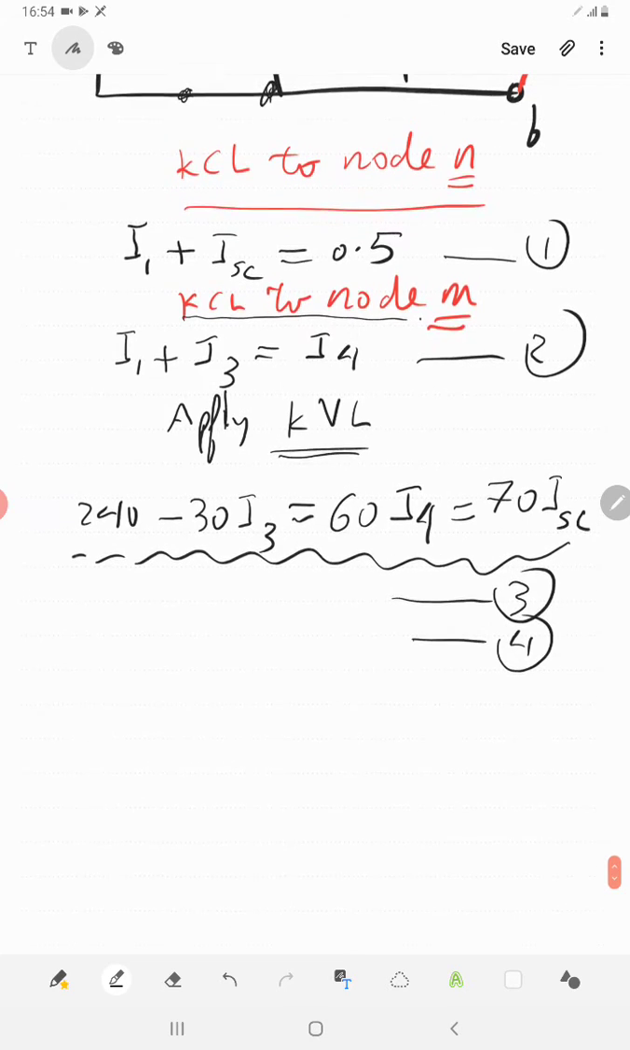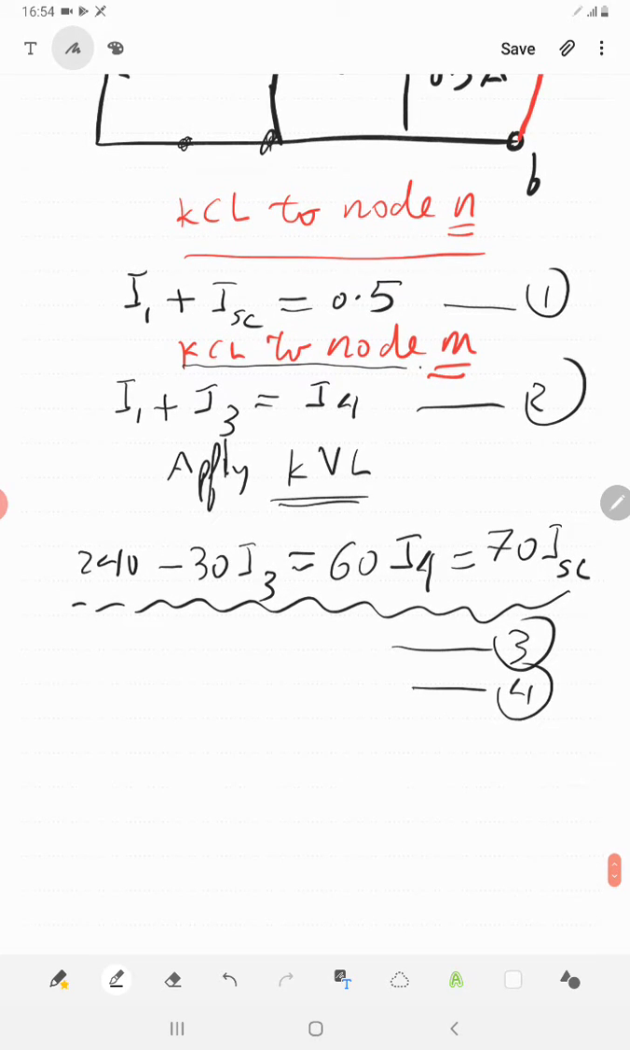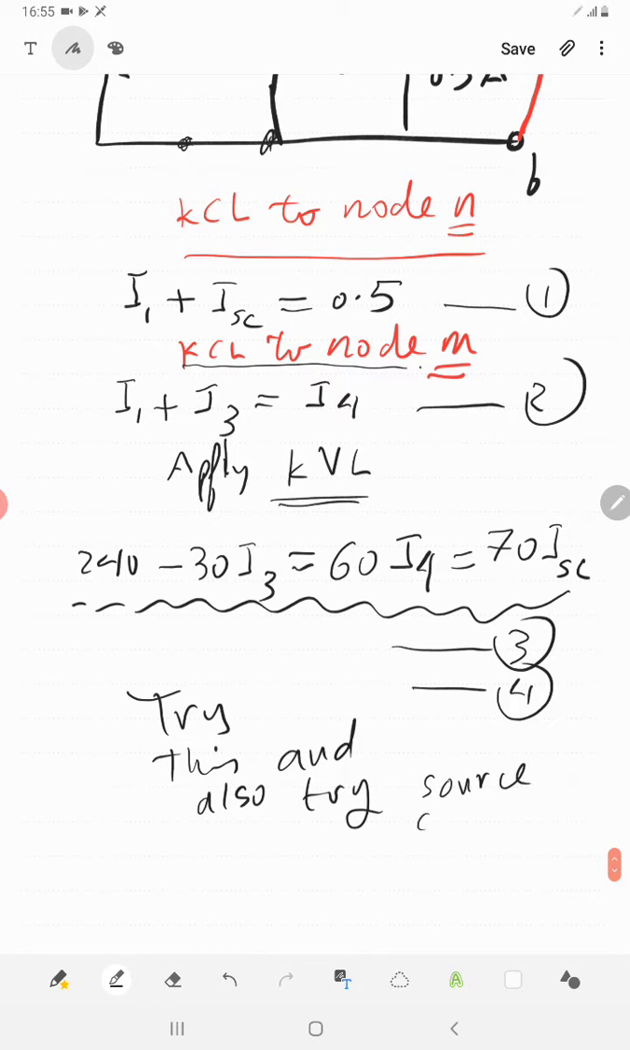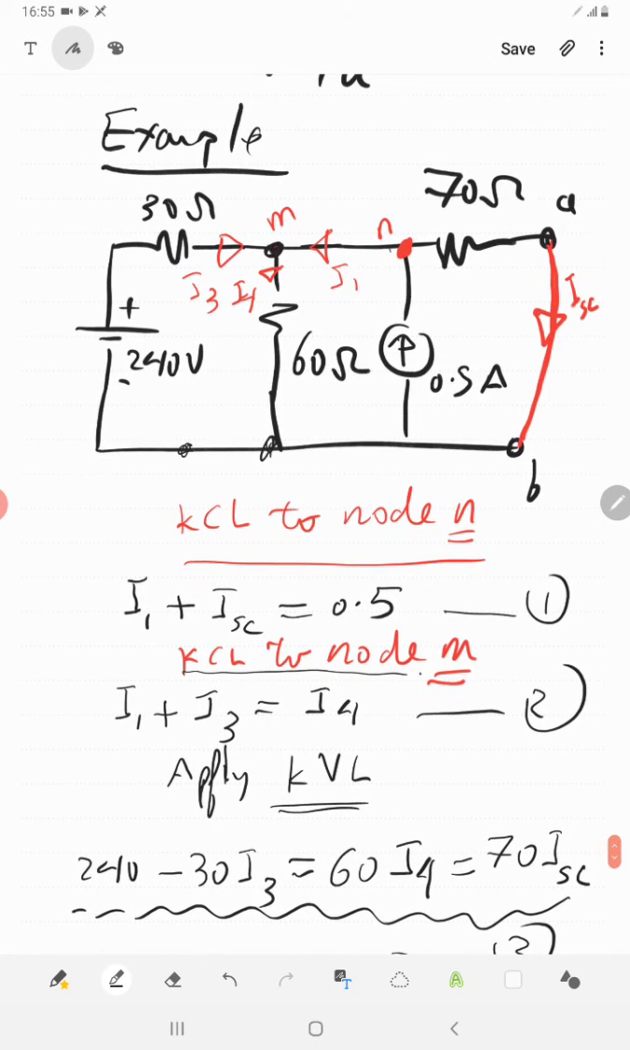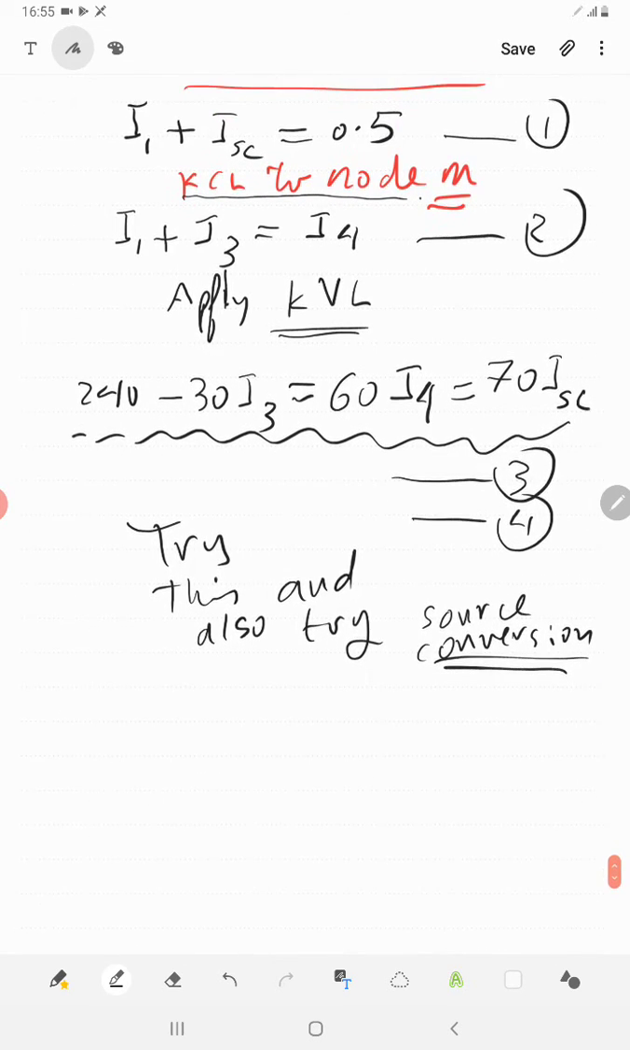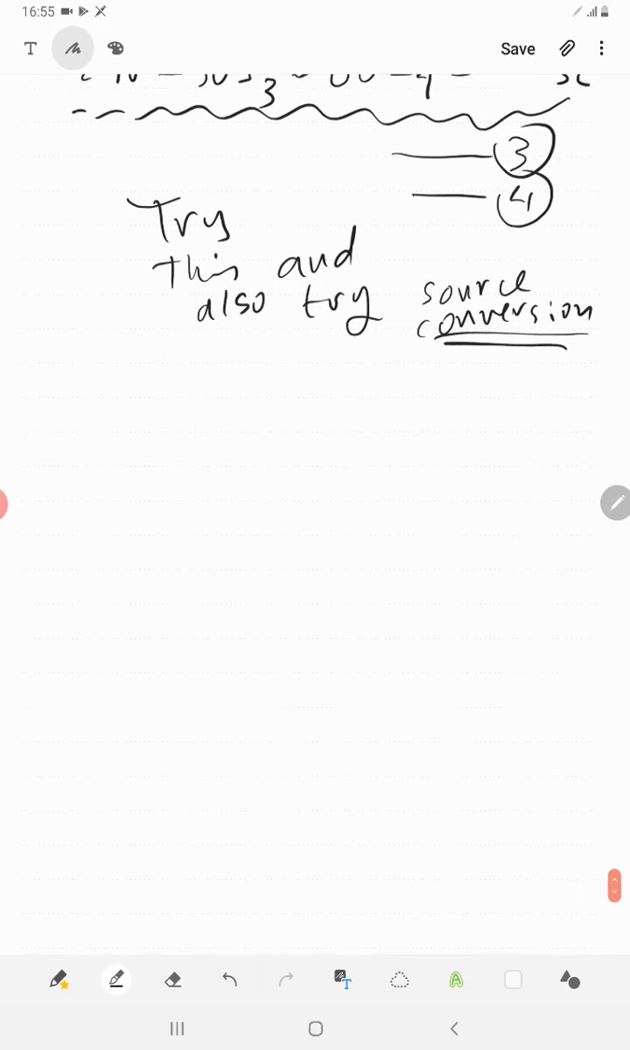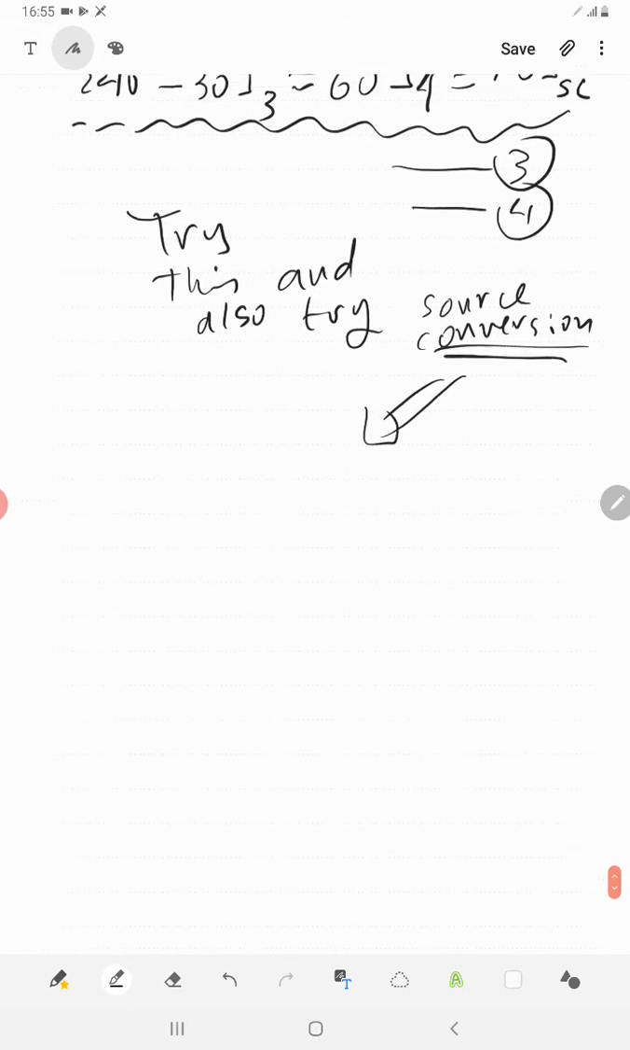I want you to do that. Try this, and also try source conversion. It should give you the same answer. Also try source conversion. Source conversion, what would you do?